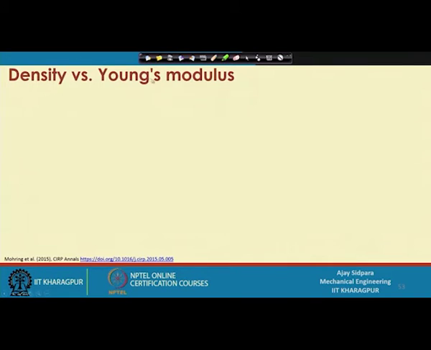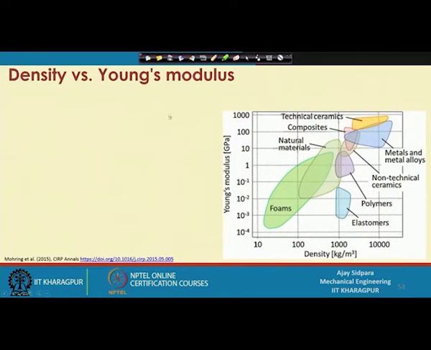So, let us go further into detail on what different properties it should possess, so that you can get the required results. One of these parameters is the density versus Young's modulus. Now, if you see this particular graph, on the x axis it has density written and on the y axis it is the modulus. Now, there are different materials.